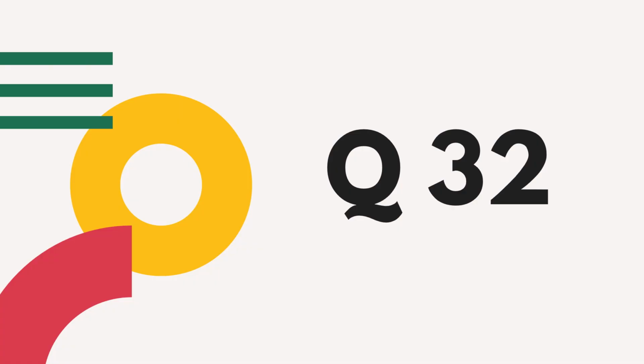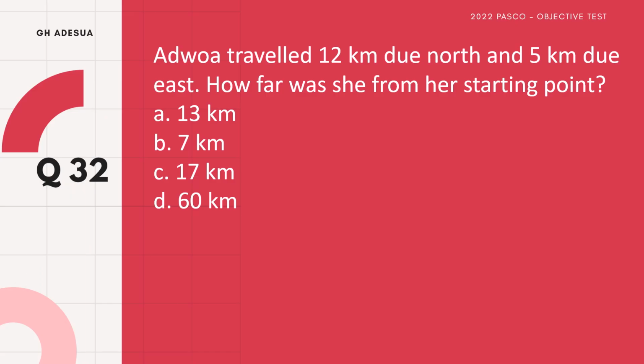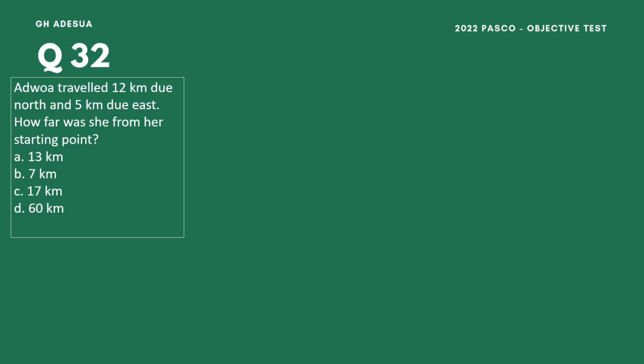For question 32, it says that Aja traveled 12 kilometers due north and 5 kilometers due east. So how far was she from her starting point?